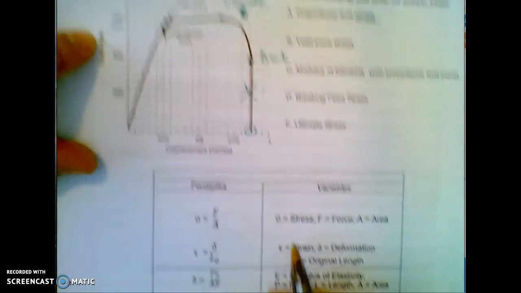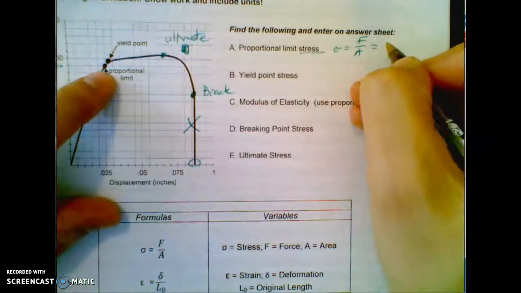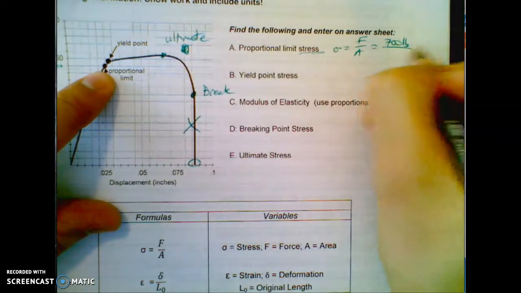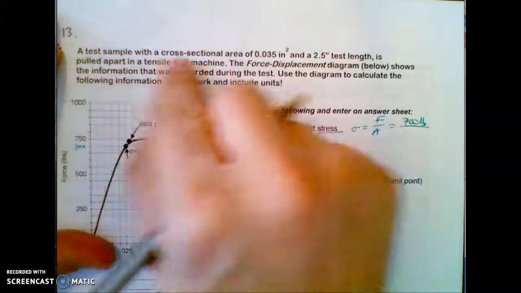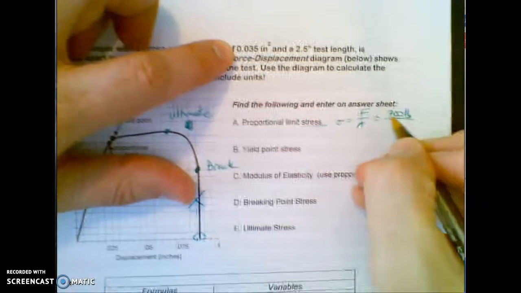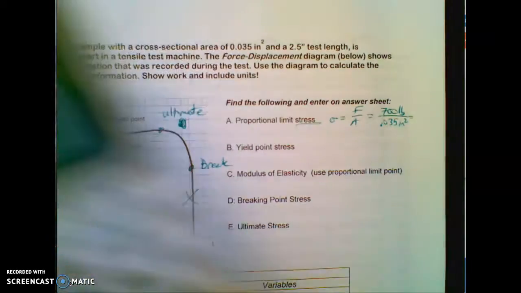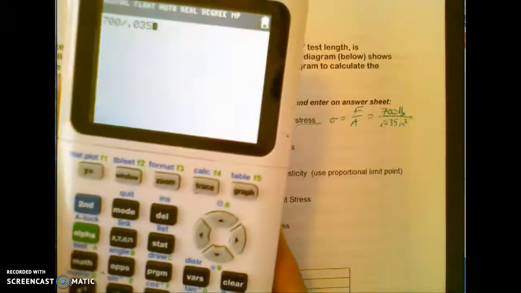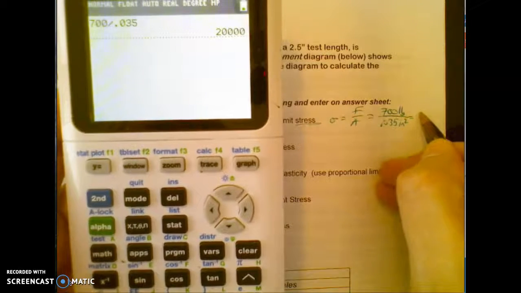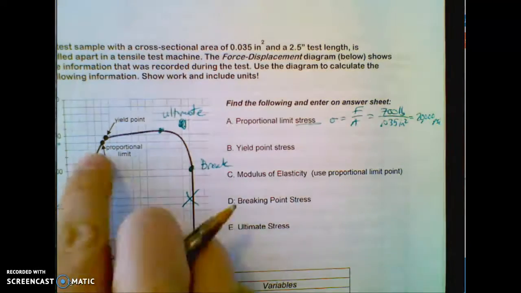So if I'm looking for stress, I'm going to use this formula here, force over area. So stress equals force over area. And in this problem, my force looks to be 700 pounds. My area is up here. Test sample has a cross-sectional area of 0.035 inches squared. And if I do that, I'll get pounds per square inch. So whatever 700 divided by 0.035 is. So that looks like 20,000 psi is your stress. That's how much you're stressing it right there.